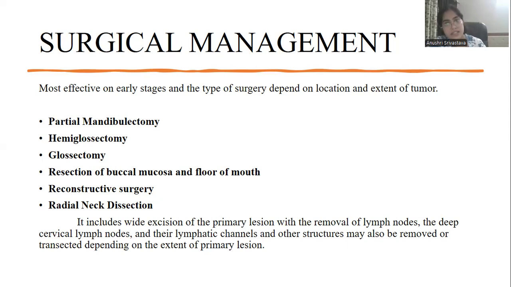And if the cancer has metastasized, we can also give the radical neck dissection, which includes wide excision of the primary lesion with the removal of lymph nodes, the deep cervical lymph nodes and their lymphatic channels, and other structures may also be removed or transected depending on the extent of the primary lesion. It means if the primary lesion has metastasized to the oropharynx and nearby lymph nodes, then we will excise the primary lesion with the regional lymph nodes. Okay, so radical neck dissection we can do.